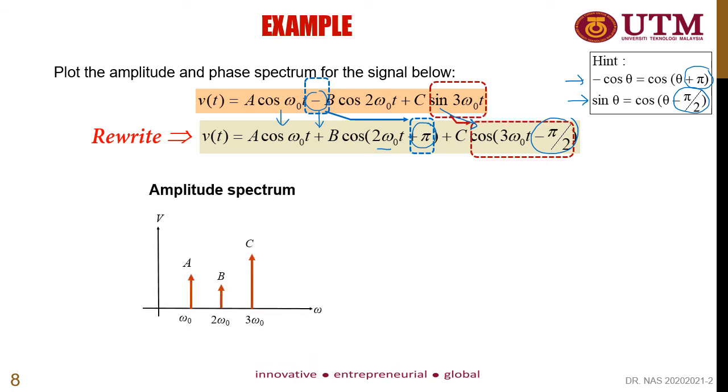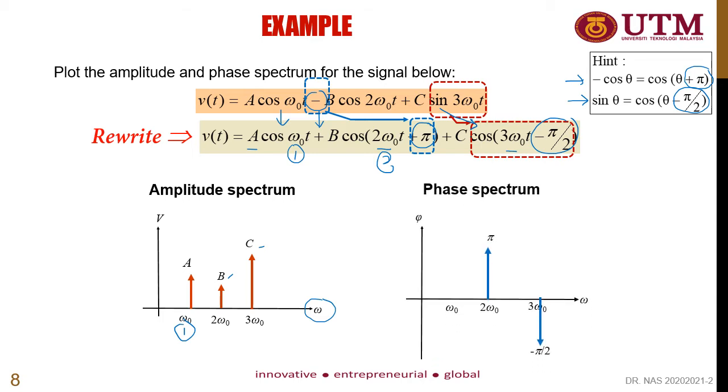So let's draw the amplitude spectrum. The first one, you have omega naught. The amplitude is A. And then the second one is 2 omega naught, the amplitude is B. And the third one is 3 omega naught, and the amplitude is C. And don't forget, for a spectrum, the x-axis will be in frequency, either in hertz f or omega in radian per second.